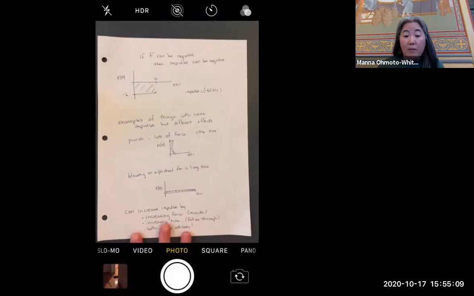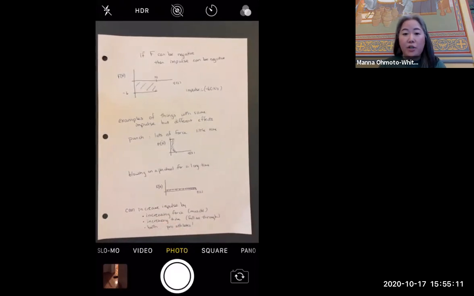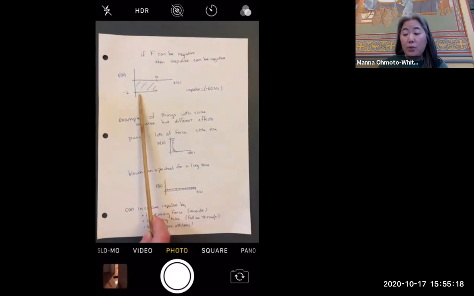And if F can be negative, because of the direction that you're applying it, then impulse can also be negative. So here's an example of me applying a force of negative 6 newtons over 10 seconds. So my impulse is equal to negative 60 newton seconds.